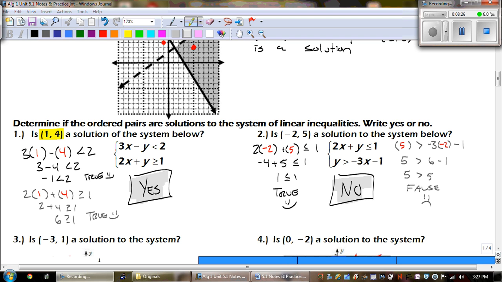Okay, so going through on our first one, I have 2 times negative 2, which is negative 4, plus 5 is less than 1. Negative 4 plus 5 is 1, and is 1 less than or equal to 1? True. Okay, but remember, we have to check it in both of them. So y was 5. Negative 3 times negative 2 is positive 6. 6 minus 1 is 5. Is 5 greater than 5? No, that's false. Okay, so since it's false, our final answer is no.